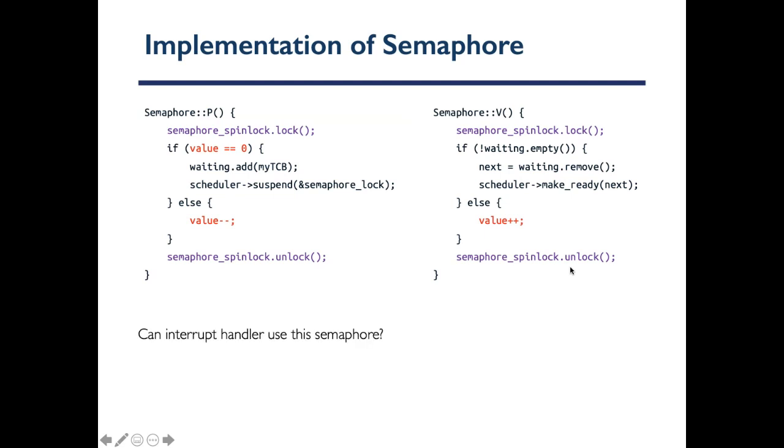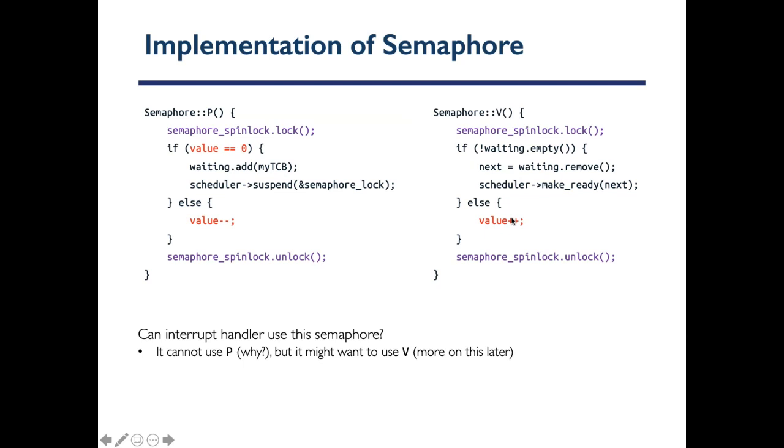Now, the question is, can an interrupt handler use this semaphore? Very similar to the answer we gave for Mutex, a little bit different. The interrupt handler definitely cannot use P because it cannot be suspended. But it could potentially use V to increment the value and wake somebody else up, which is basically how it's used in the Linux kernel.